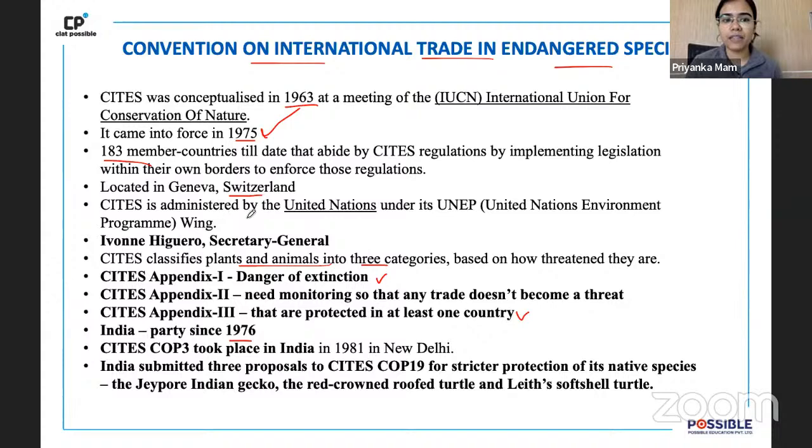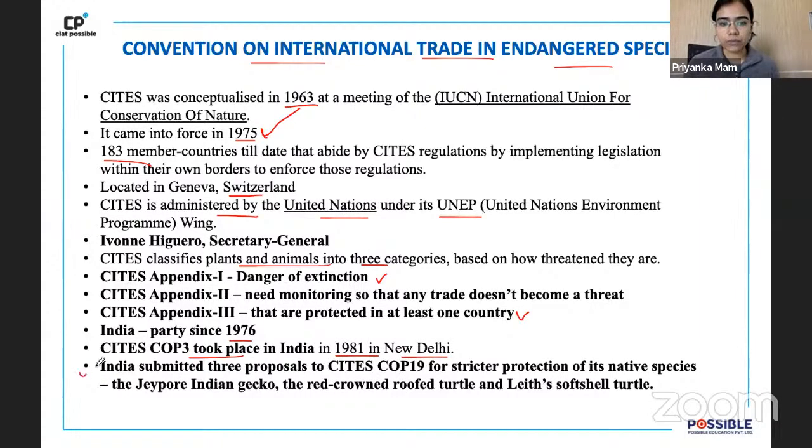Apart from that, this is administered by the United Nations under the UNEP wing. So United Nations Environment Program 1972, Inger Anderson, we've done all of that, Nairobi and all, right? So this is what is administering this convention. Now, COP3 for this particular convention took place in India in 1981 in New Delhi.